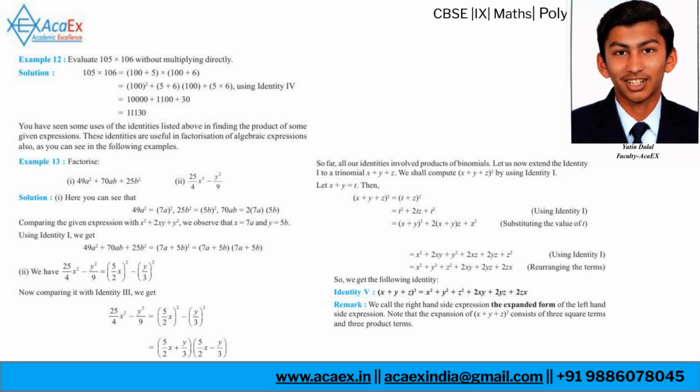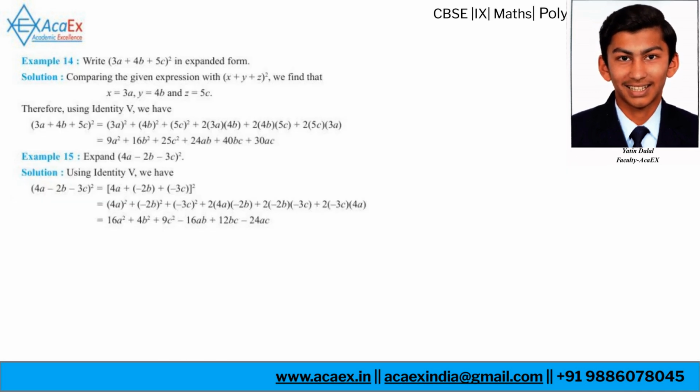Solution. This expression matches the form x squared plus 2xy plus y squared. Using identity 1, it factors to (7a plus 5b) squared. More examples with identities. Example 14. Write (3a plus 4b plus 5c) squared in expanded form. Solution. Using identity 5, this expands to 9a squared plus 16b squared plus 25c squared plus 24ab plus 40bc plus 30ac.